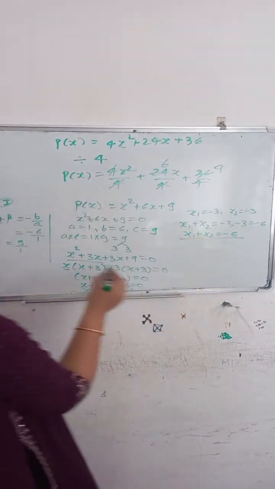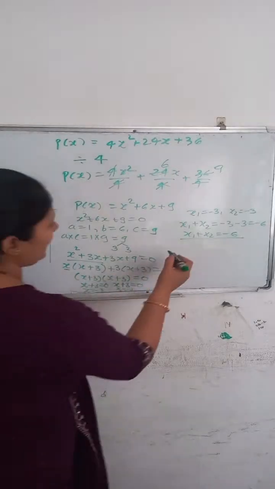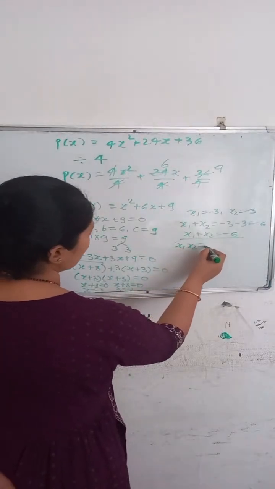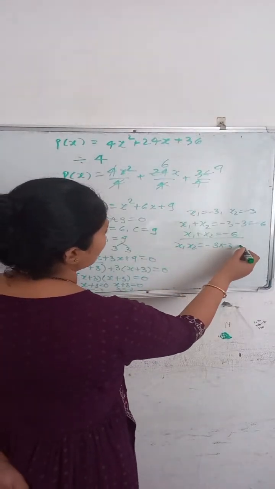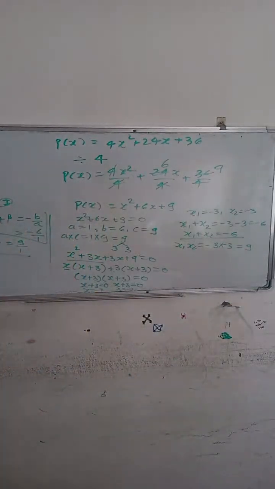Now check this answer with alpha plus beta. This is also minus 6. Minus 6 by 1 is minus 6 only. And if you take x1 into x2, that is minus 3 into minus 3, it is plus 9. That I got here. So this is what I verified. This kind of verification will come for 3 marks.